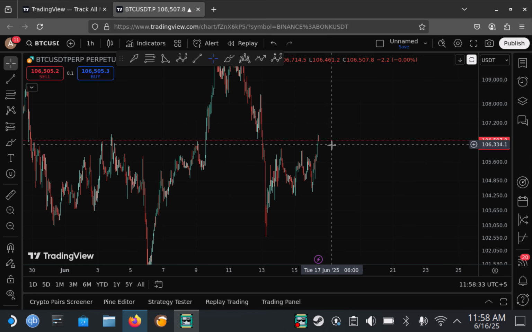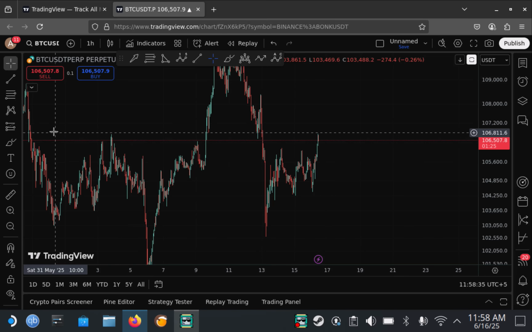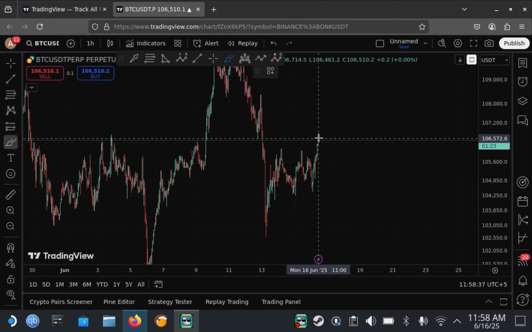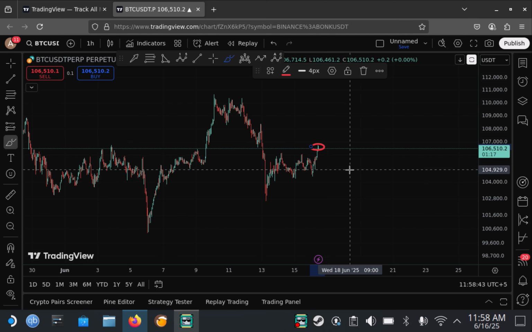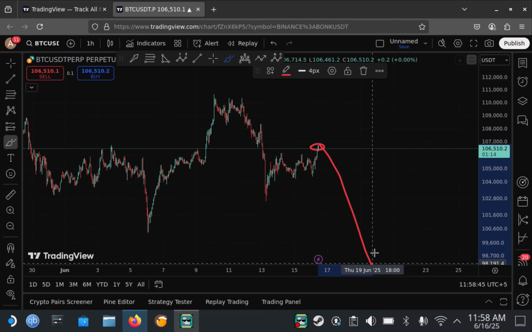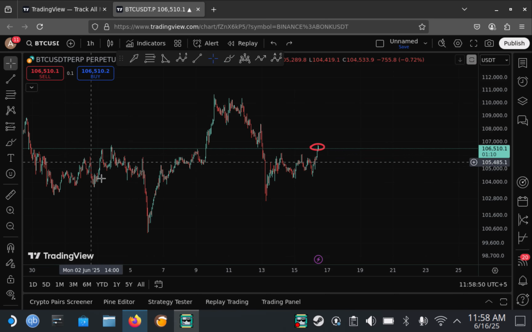The place that Bitcoin is in right now is a very big resistance, even though you don't really see that resistance. But this is a very big place for Bitcoin, which can cause Bitcoin to actually go all the way down again from here. I'm going to tell you the reason why. I'm going to give you the logic why.